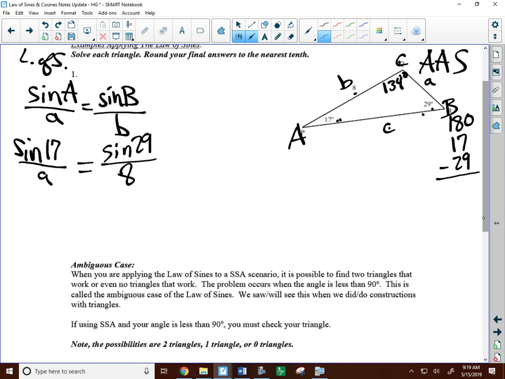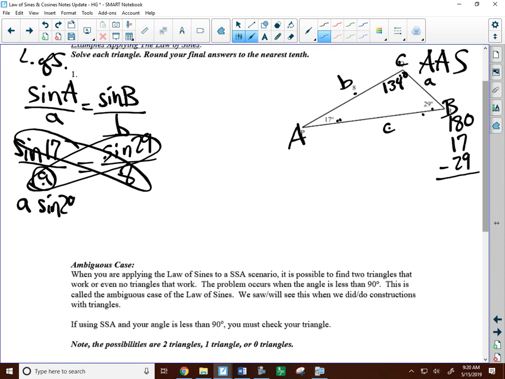We get to here. What do you think we need to do to solve for a? Cross multiply, and then we'll often divide. So cross multiply: a times sine 29 is just going to be a sine 29, or sine 29a. Here we got sine 17 times 8. I'm going to put the 8 first: 8 sine 17.